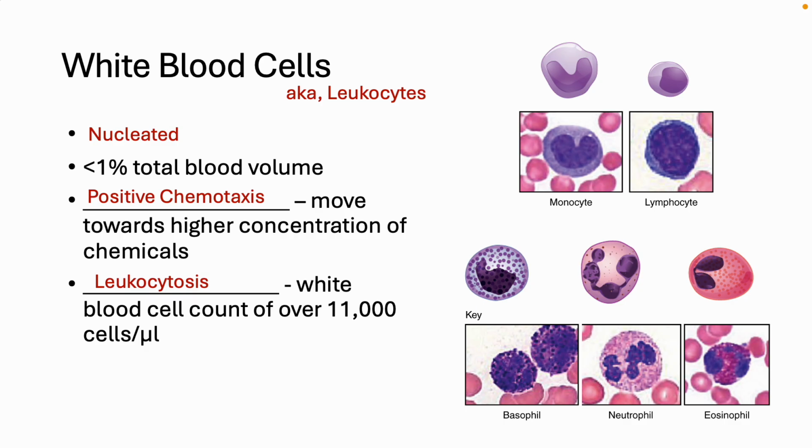So white blood cell counts of over 11,000 cells per microliter will be classified as leukocytosis. Overall, there are two main categories of white blood cells. There are the granulocytes that contain granules and the agranulocytes that lack them.